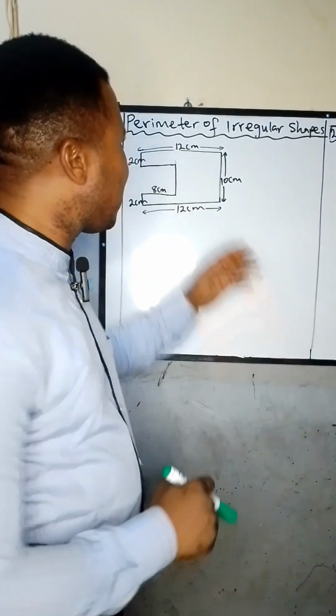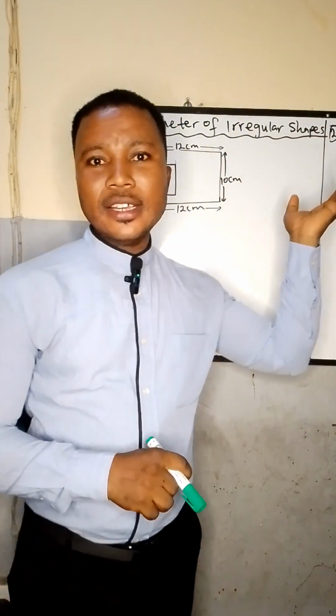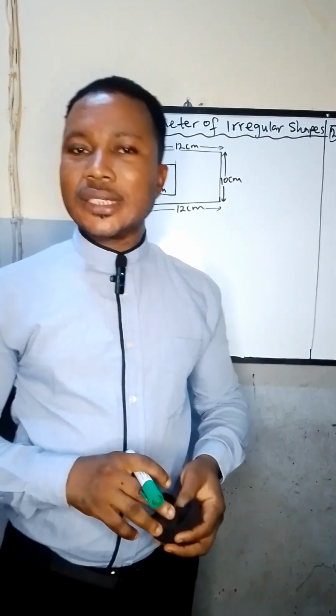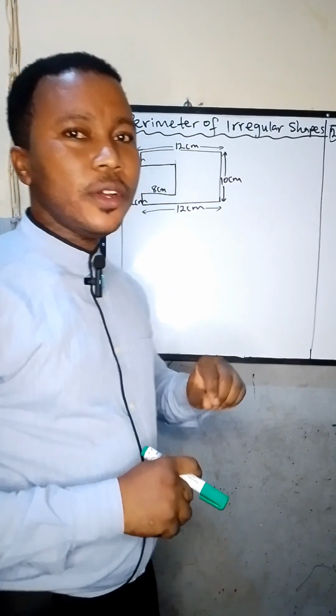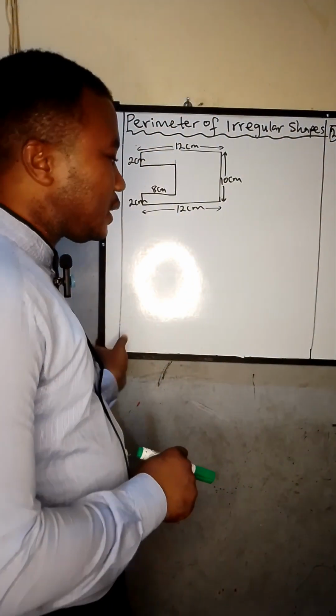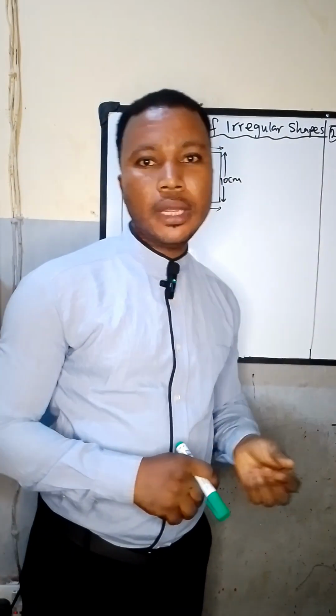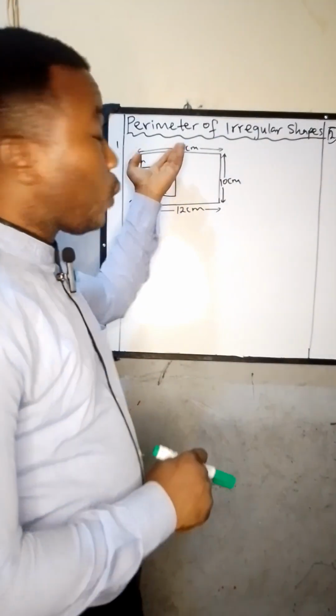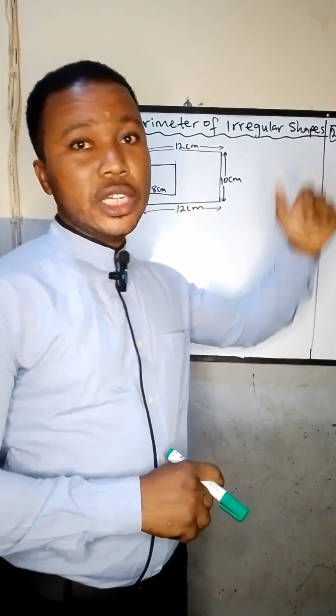Today we'll be looking at perimeter of irregular shapes. Okay, what is perimeter? Perimeter is the total distance around the edge of a shape. For example, this whiteboard, the total distance around this whiteboard is what we call a perimeter. But we are looking at perimeter of irregular shapes.